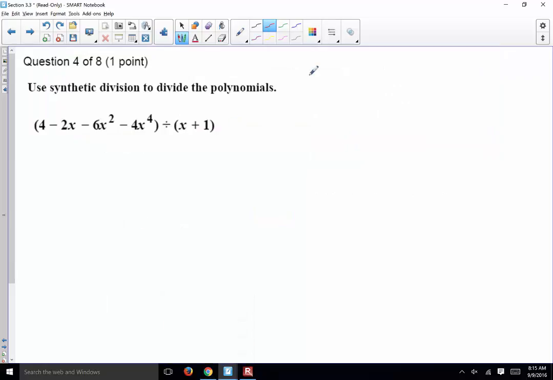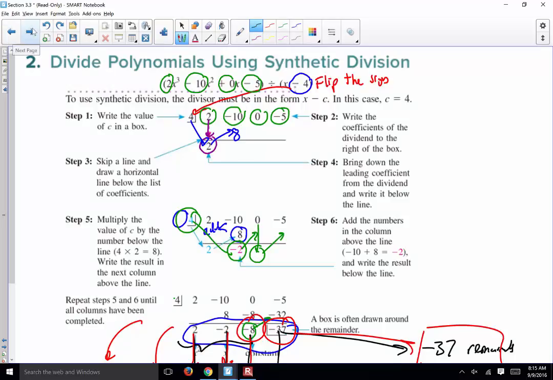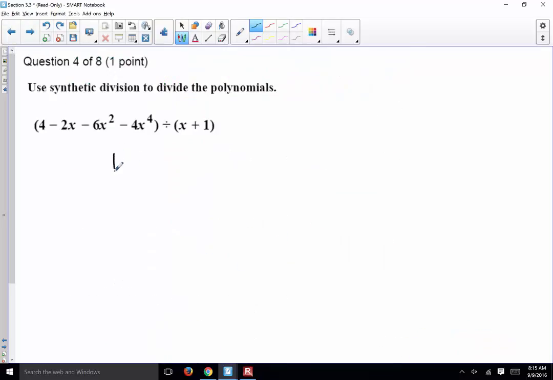Now let's practice. All right, first I take this notation and put a line right here. Okay. Now, what number comes here? It's the opposite of this one, is -1, perfect.